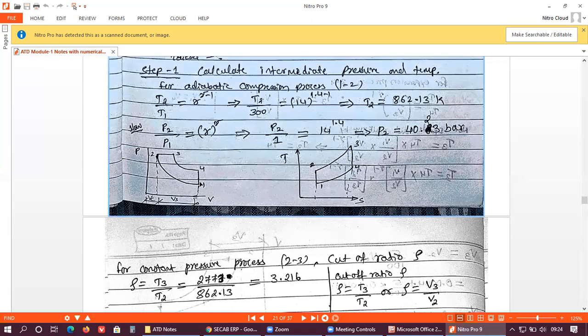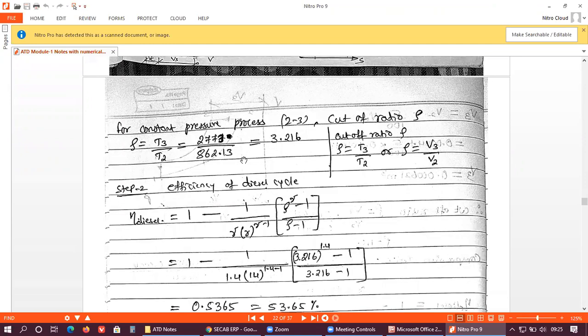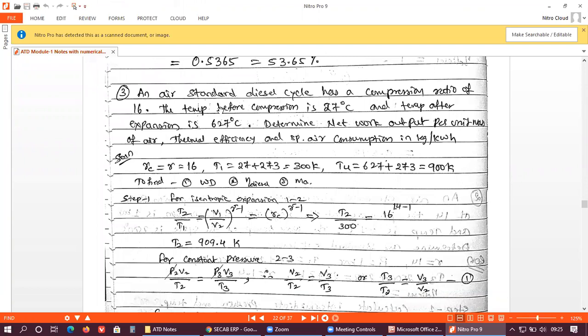So at the beginning of the compression stroke, that is at point number 1, right? This is the point where the pressure is P1 and the temperature is T1. Point 1 is at the beginning of the compression stroke. Now we'll see what is given. The temperature before the compression is 27 degrees Celsius, meaning T1 is 27 degrees Celsius.